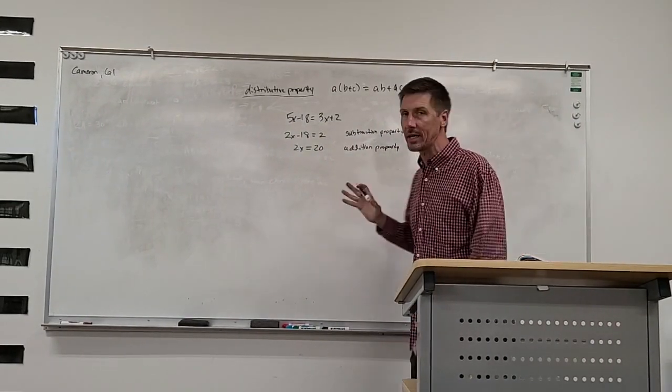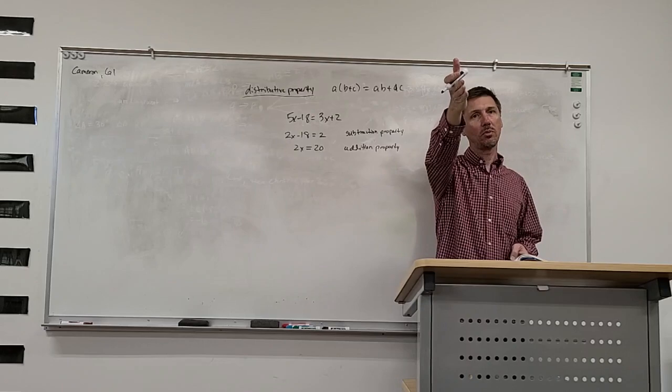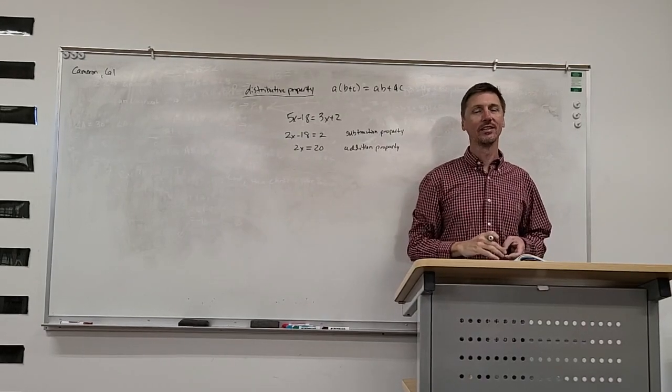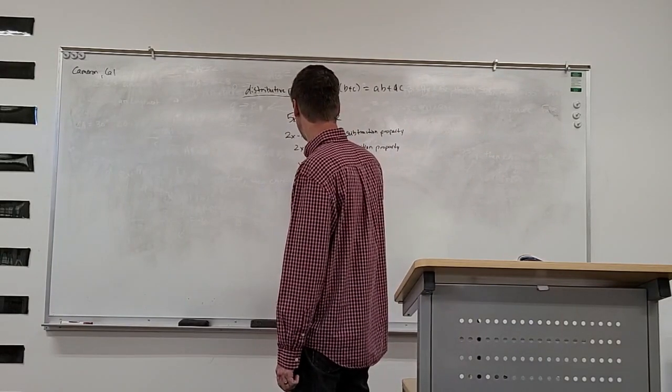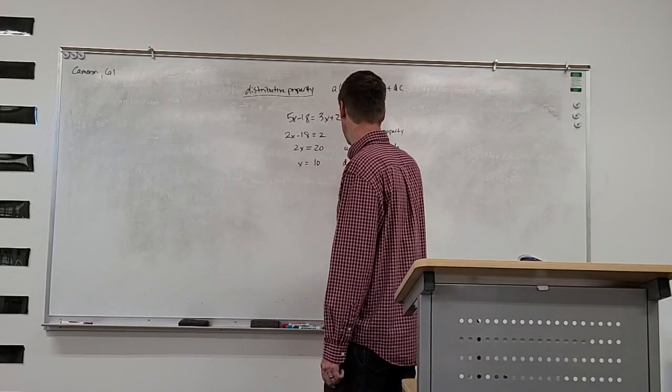So the last step, somebody else that hasn't said anything. Come on, Aiden. You were being so polite before. What's the next step, Aiden? Division property. The division property, because we're going to divide both sides by 2, and that will give us x equals 10. So this is the division property, right?